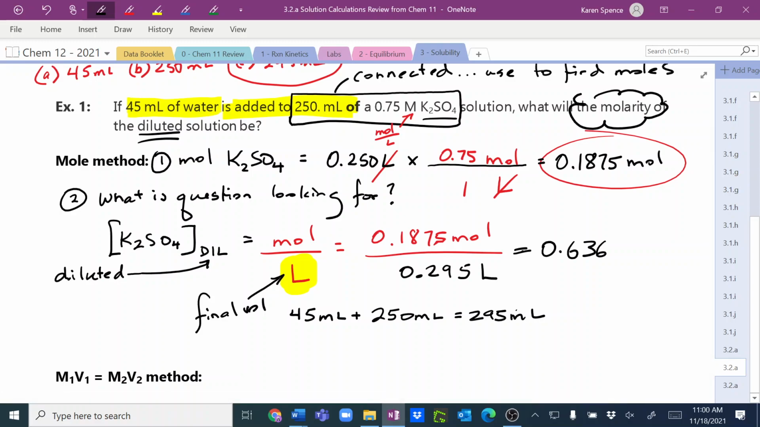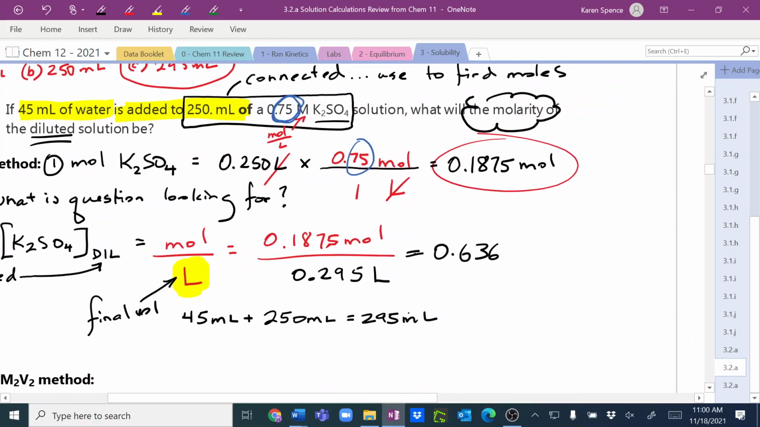And now we're going to look back at our sig figs. What's the smallest number of sig figs we've worked with in this question? Yeah, we got a 2 here, yes? We got 2 sig figs right there. So this is going to round then to 2 sig figs, 0.64 molar, yeah, we round up, yeah, thank you.